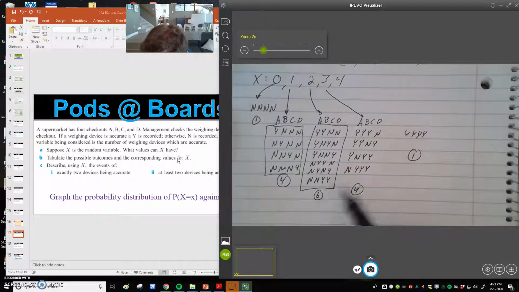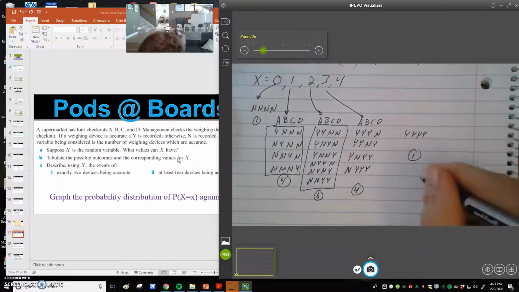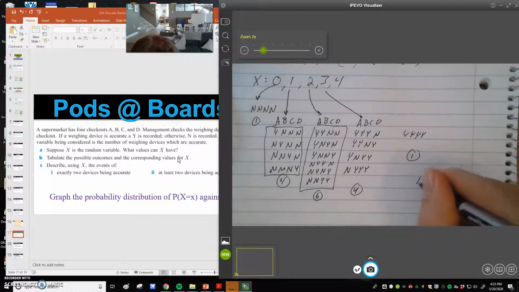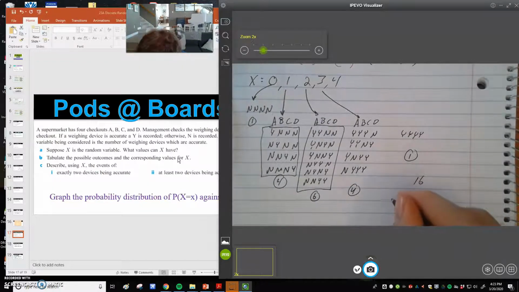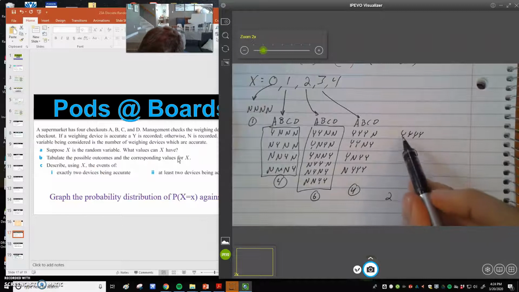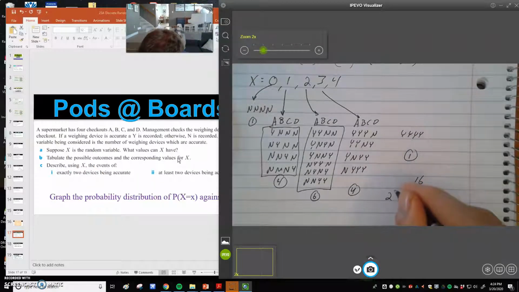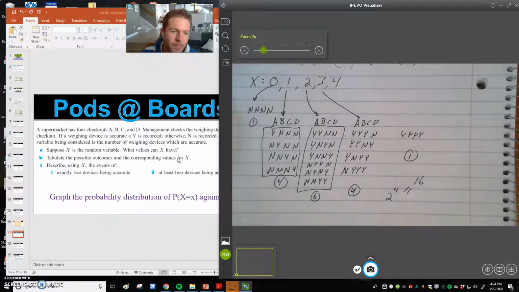What is that, 16? Yep, we get 16 here, 16 possible outcomes. Which might make sense. Here we had 2 possible things that can happen. It could either be yes or no, so 2. And 4 trials of 2 things. So you have 2 to the 4th. Well, that equals 16. Okay, so tabulate the outcomes. There we've tabulated those outcomes.